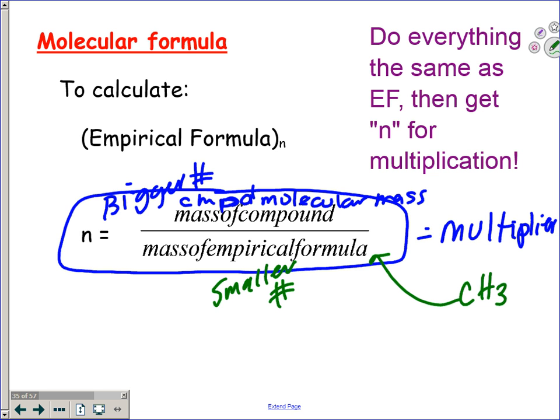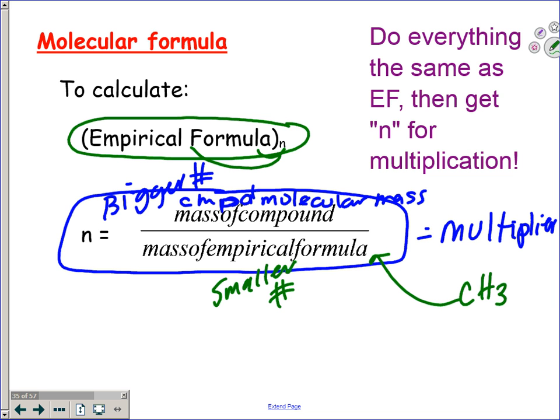So when you divide a big number by a small number, you get, hopefully, an integer. A number that's not like a decimal. It'll be like 2 or 4 or 6, and that will be the number that serves as your multiplier. But then what do you do with your multiplier? You actually take the empirical formula you just got, and you distribute the multiplier into the subscripts you just achieved. And that's where we apply our multiplier.